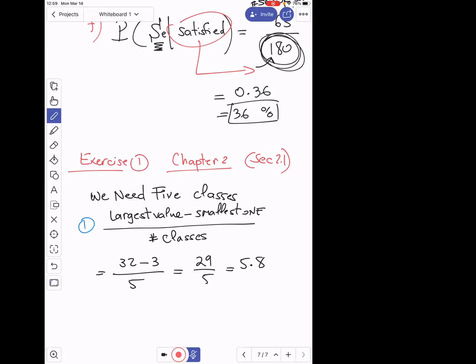And so then the width has to be the next higher whole number. So the next whole number, that will be 6, right? That will be equal to 6. So that will be the width.